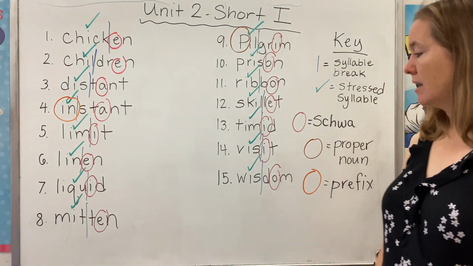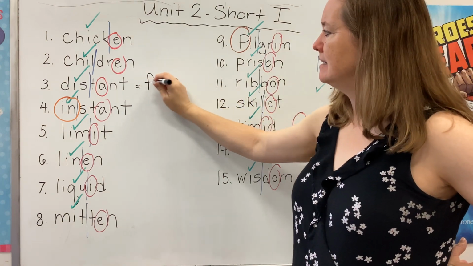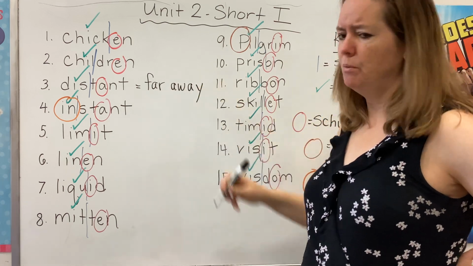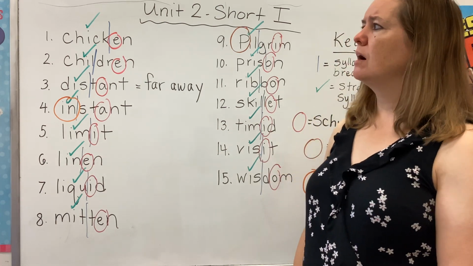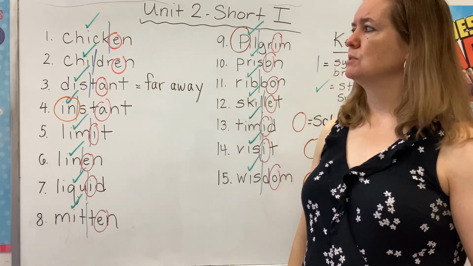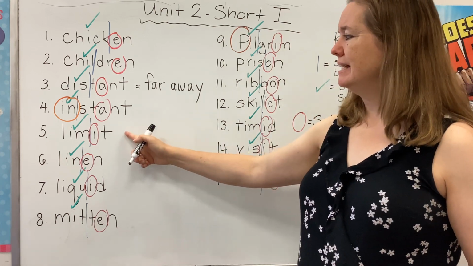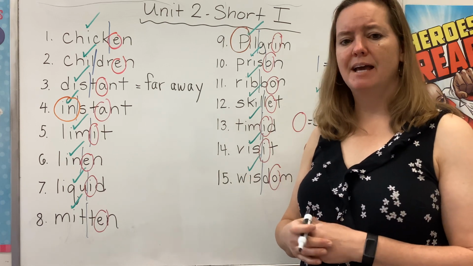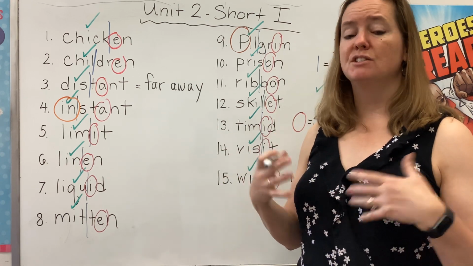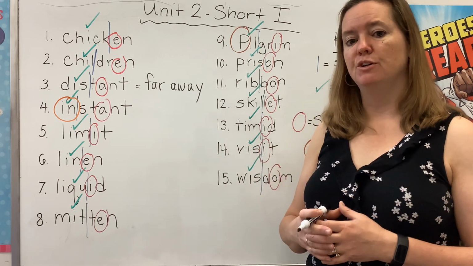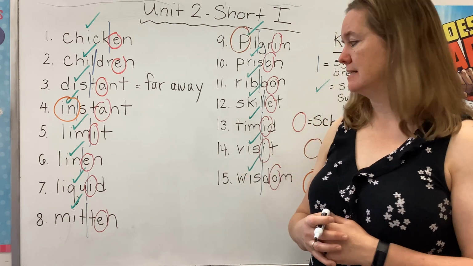All right, quickly, let's talk about the meanings of our words. Pretty sure you know what a chicken is and children. Distant means far away. Okay, so you can think about what you're going to do in your distant future when you're all grown up. You can also talk about something that's happening far away, so off in the distance. Instant, I already explained, means right away, in the moment. Limit, if you limit the amount of sugar in your diet or you limit your amount of screen time, you try to control how much of something you have, right? Just like a speed limit controls how fast you're going. An age limit controls the age of people who are participating in an activity.